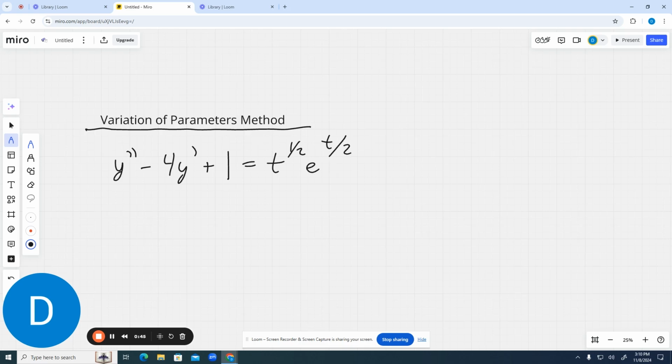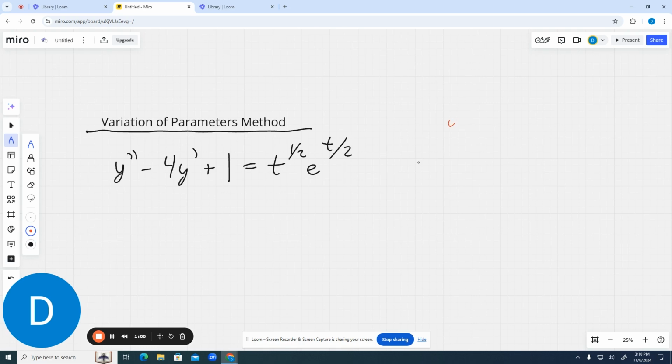So how do we solve this differential equation using the variation of parameters method? The first thing I want to show you is the end game that we are trying to reach: y of t equals h of t plus p of t. All right, that is our goal. Your h of t is your homogeneous solution, plus your p of t, which is your particular solution. But we're going to come back to that.